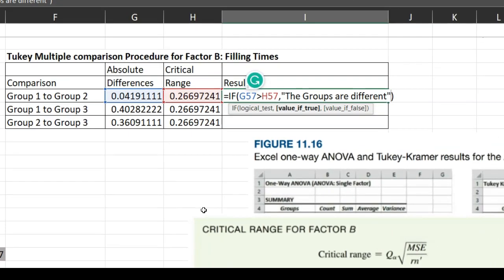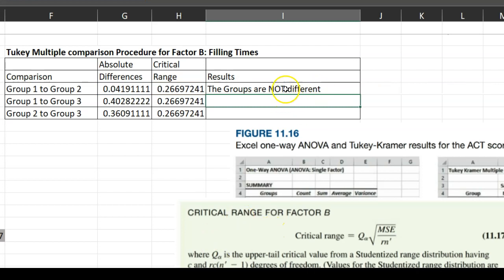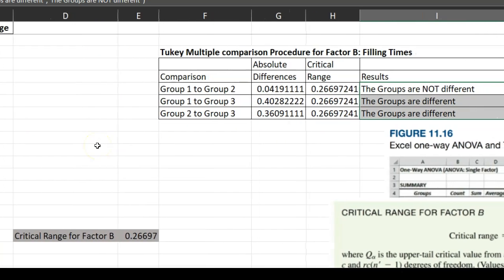Now, otherwise, you're gonna put a comma, you're gonna put it between quotation marks, the groups are not different, and close the quotation and enter. So this is gonna generate a statement directly from Excel, and there you go. So the difference between groups is only between group 1 and 3 and 2 and 3. All right, so that's the conclusion.